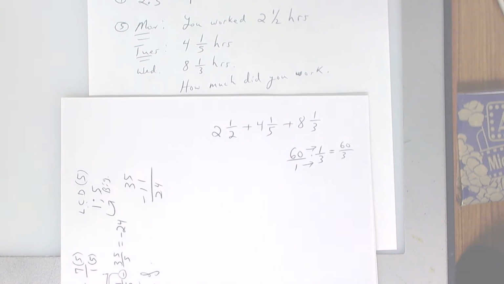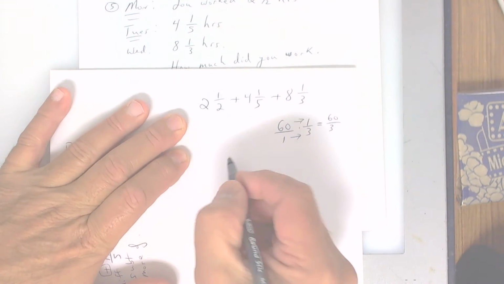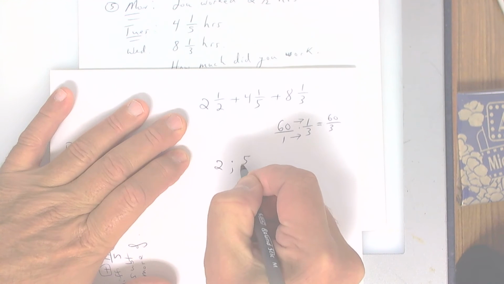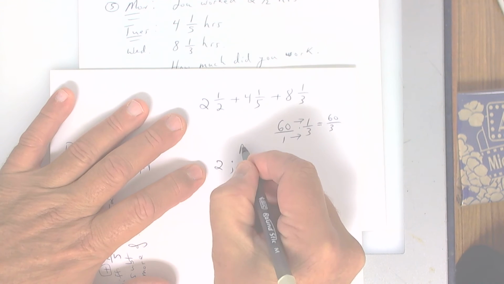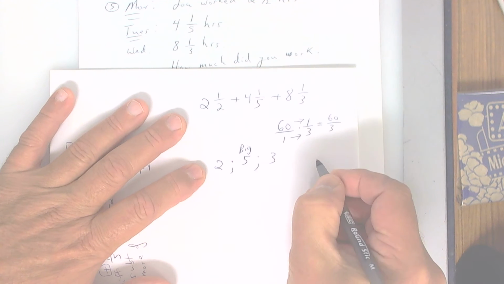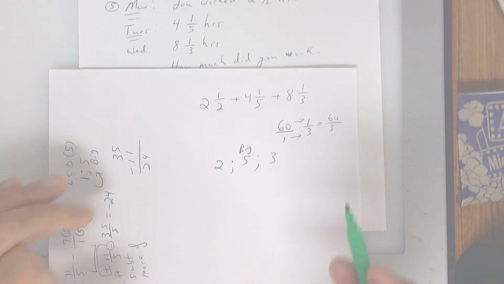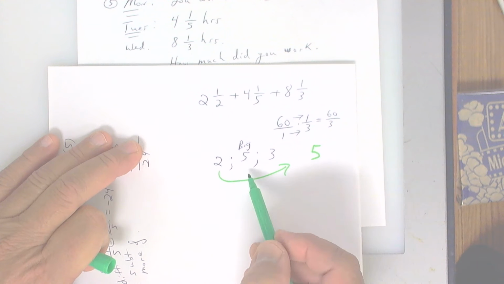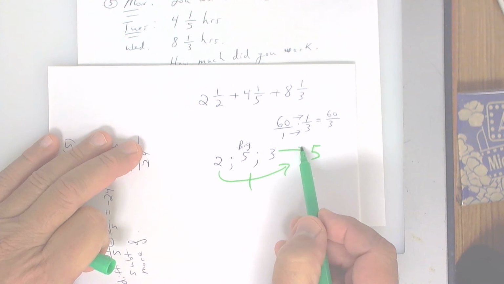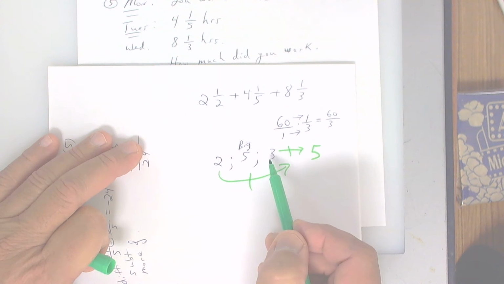But in this case, we're going to find the least common denominator. Now watch what I do. You take your denominators, and there they are. And then you take the big one, which is 5. So I'm going to use a different color. So the big one is 5. Does 2 go into 5? No. Does 3 go into 5 evenly? No. And they both have to.